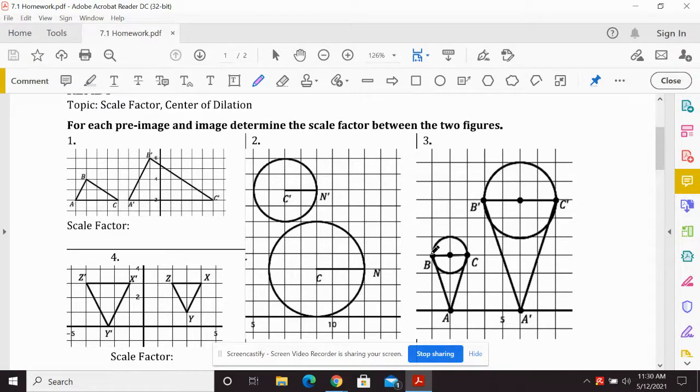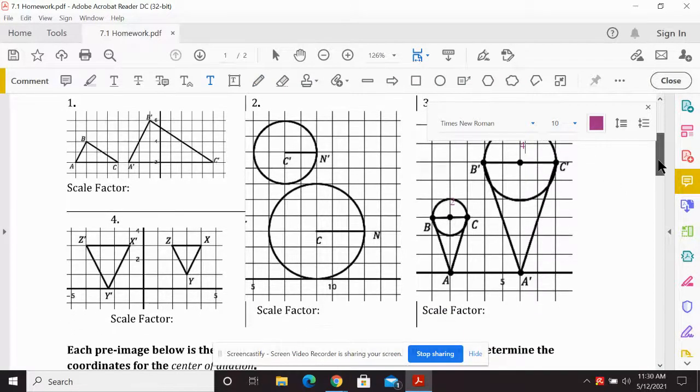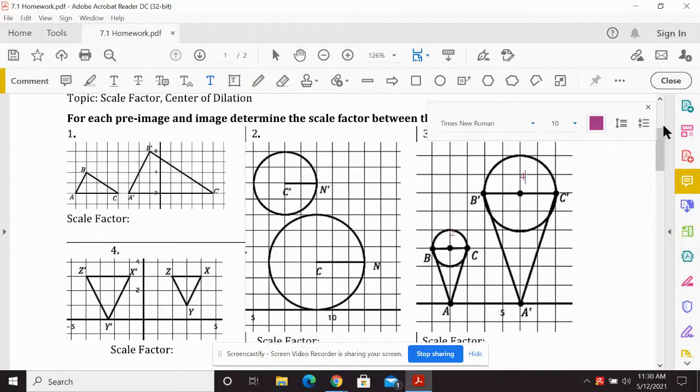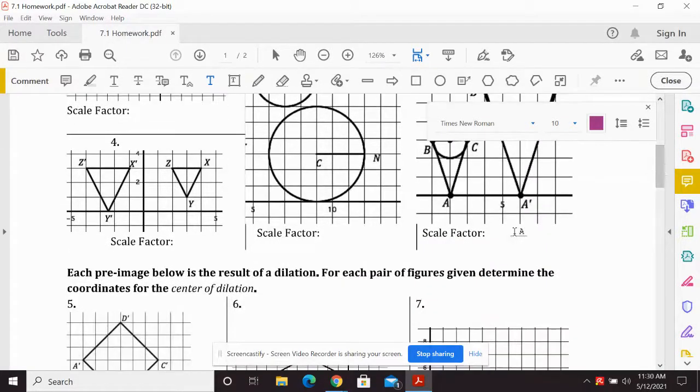On my small one, which is my pre-image, BC is 2: 1, 2. On my image, BC is 1, 2, 3, 4. So from 2 to 4. Okay, so what is my scale factor? How do I get from 2 to 4? I multiply by 2. So this whole figure is being multiplied by a scale factor of 2. Right?